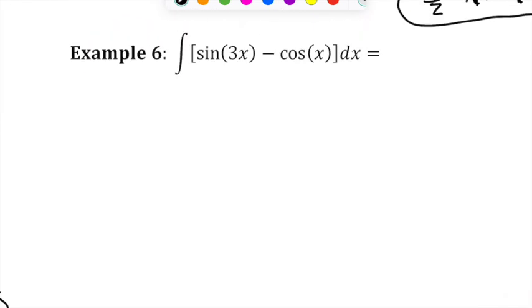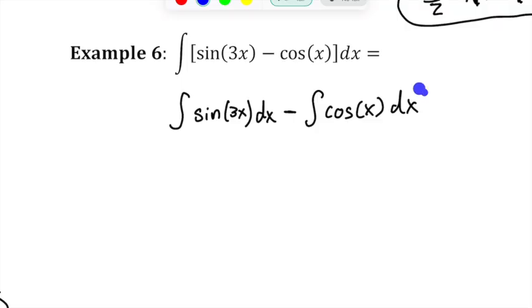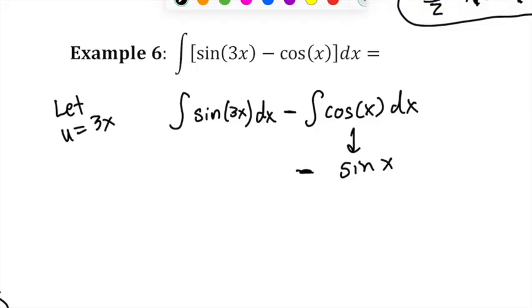Question 6. So this one involves a u substitution, but only for this part. Notice how cosine, we already know the integral of cosine. So I'm going to use one of my properties and split the integral up into these two. The integral of cosine is just sine of x. No u substitution required. But we will do a u substitution for sine of 3x.